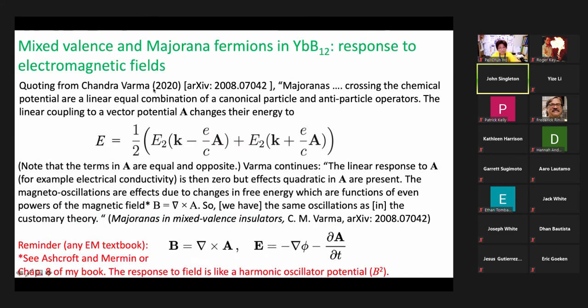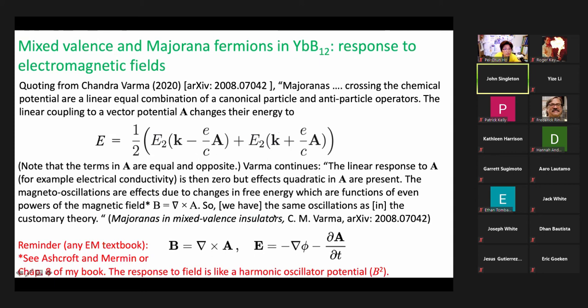Well, I'm going to quote from this paper, which anyone who wants to read about this and theorize on it should read. So Majoranas crossing the chemical potential are linear equal combinations of canonical particle and antiparticle operators. The linear coupling to a vector potential A changes their energy to this.